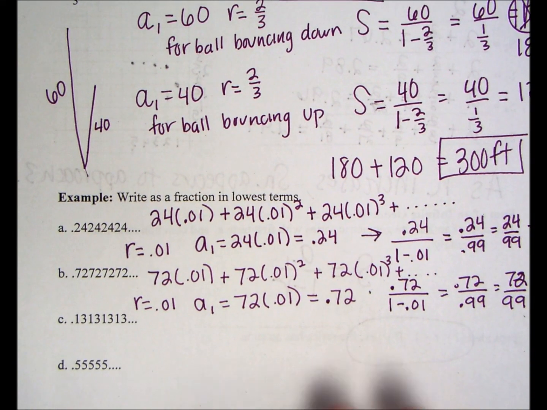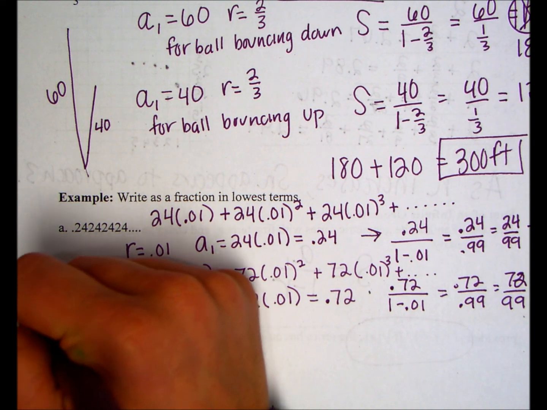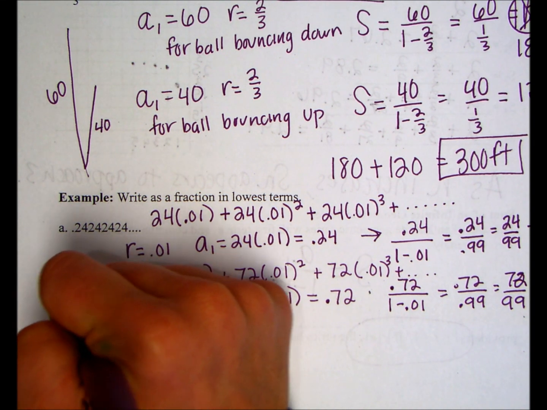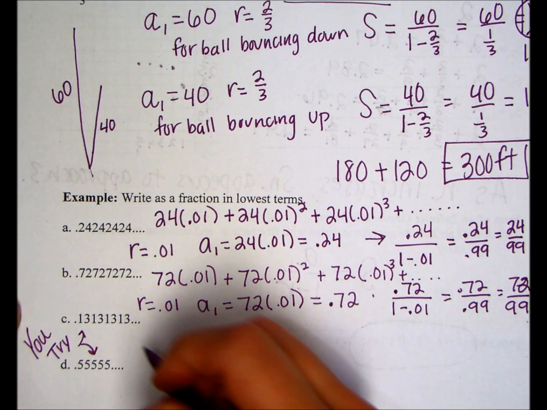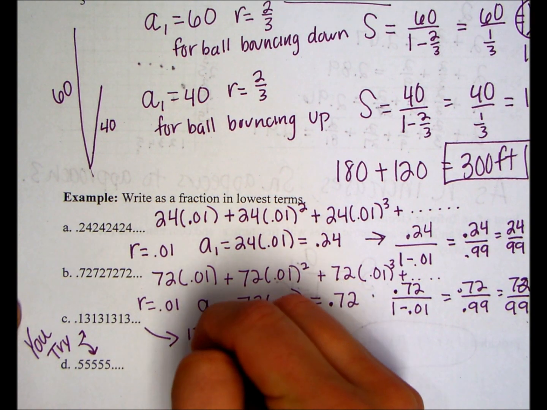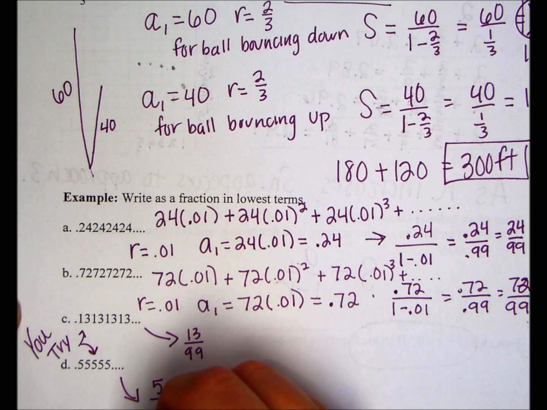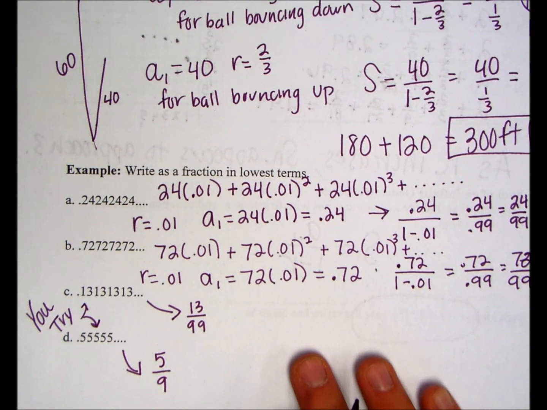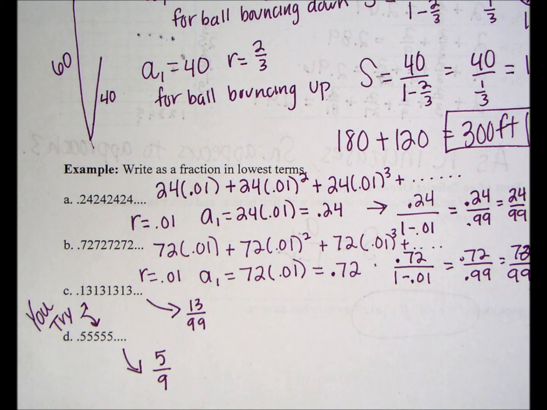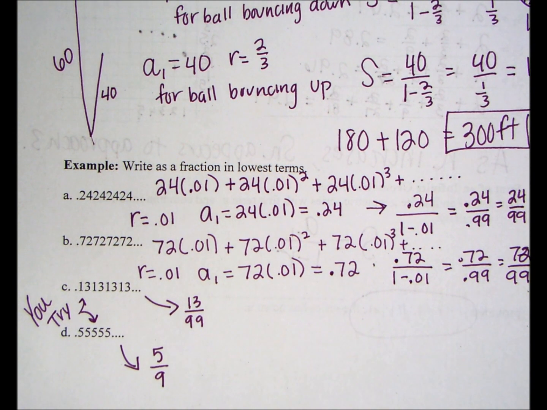Alright, I'm going to let you try these next two. If you do them correctly, for C you should get 13 over 99, and for D you should get 5 over 9. Alright, I hope you will watch this video and come prepared to practice more in class.